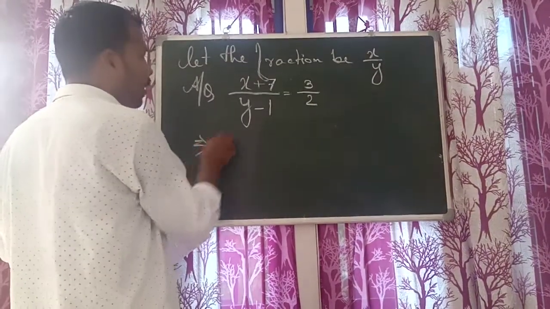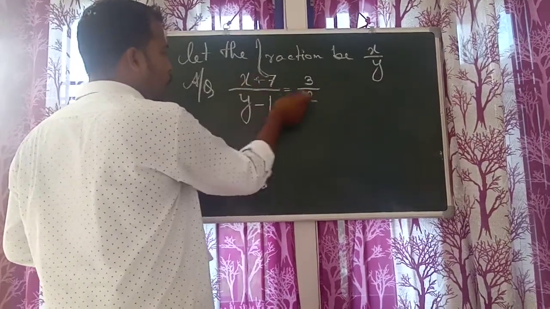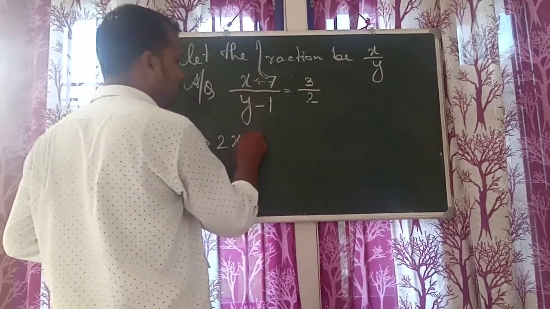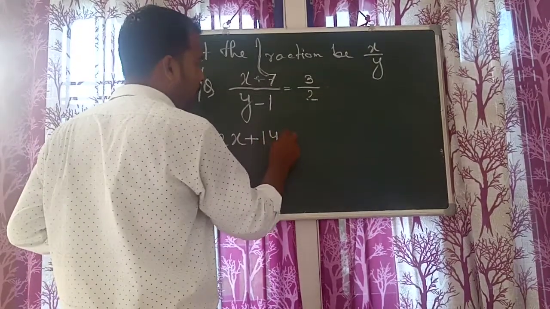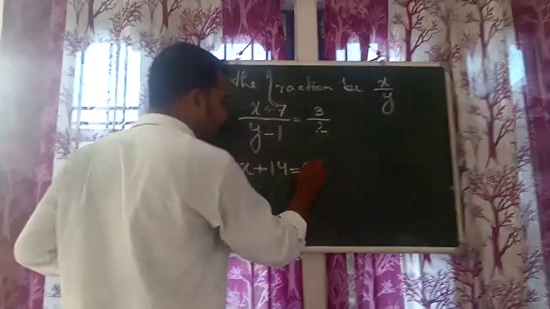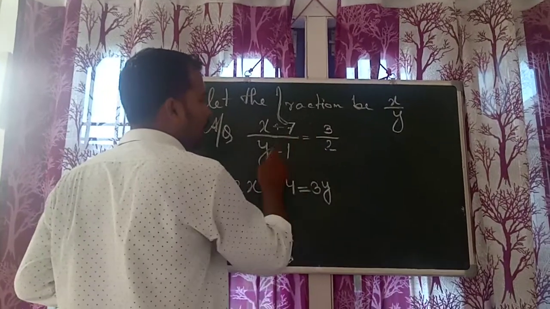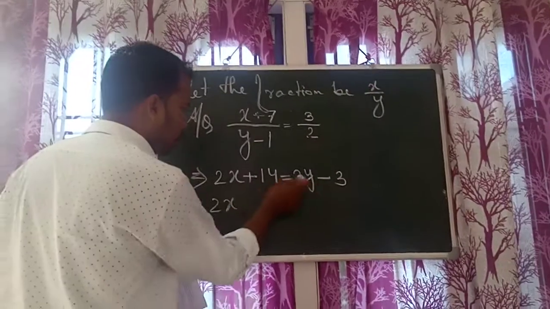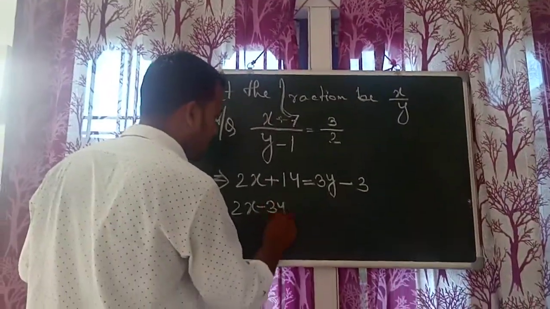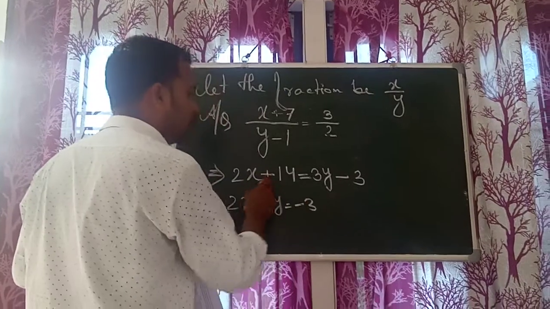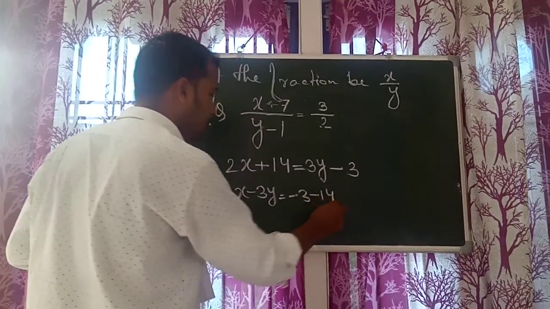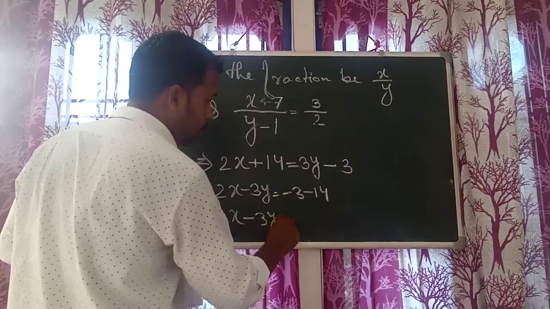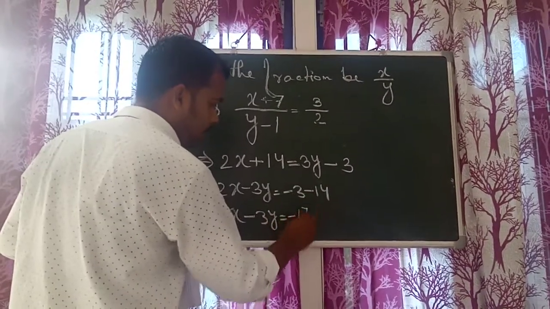Then what you have to do? You have to do cross multiplication. Then 2 into x became 2x. Then here also plus, plus 7 twos are 14, is equal 3y. Plus into minus became minus 3, 1 three is 3. It implies 2x, when I take this side, 3y is equal minus 3. When this one goes on that side it will become minus 14. It implies 2x minus 3y is equal minus 17.